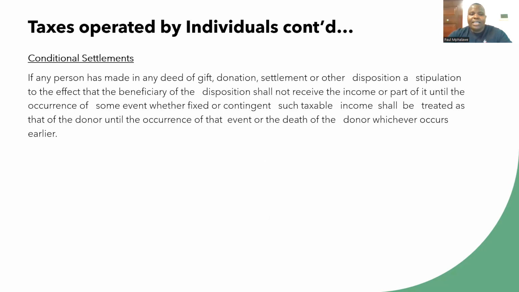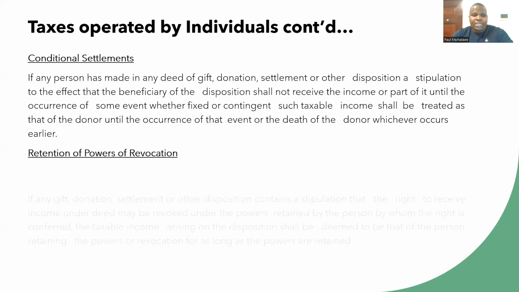Conditional settlements: if any person has made in any deed of gift, donation or settlement or other disposition a stipulation to the effect that the beneficiary of the disposition shall not receive the income or part of it until the occurrence of some event, whether fixed or contingent, such taxable income shall be treated as that of the donor until the occurrence of that event or death of the minor, whichever occurs. So there is no way you can offshore. There's no way you can run away from paying taxes. If you've made a gift with conditions, then before the conditions are met, you as the person who has made a gift or donation are supposed to pay tax if there's income accruing to that kind of donation. That's the law.